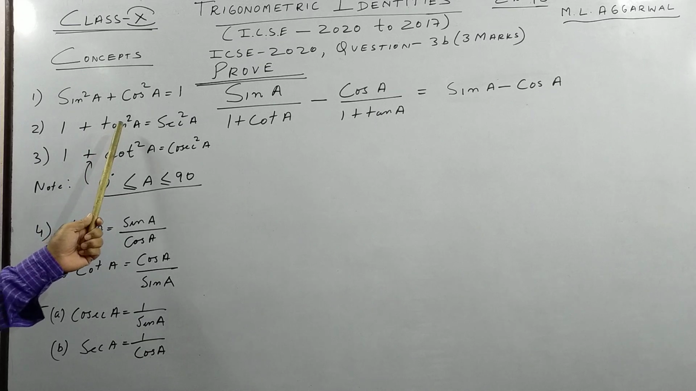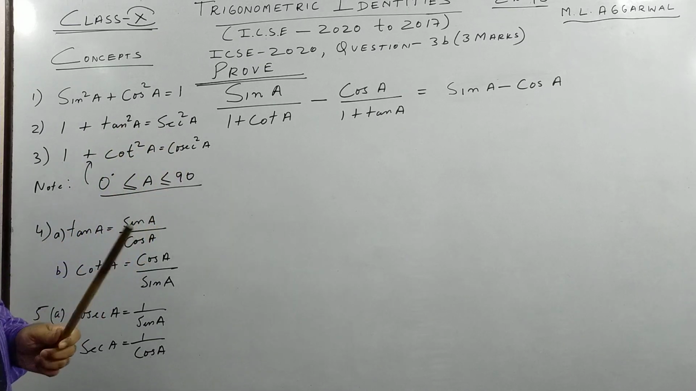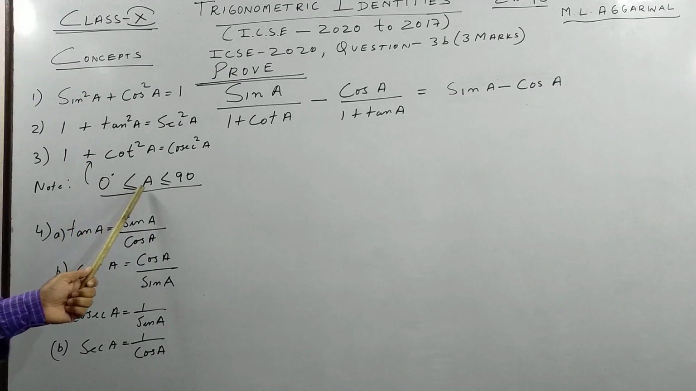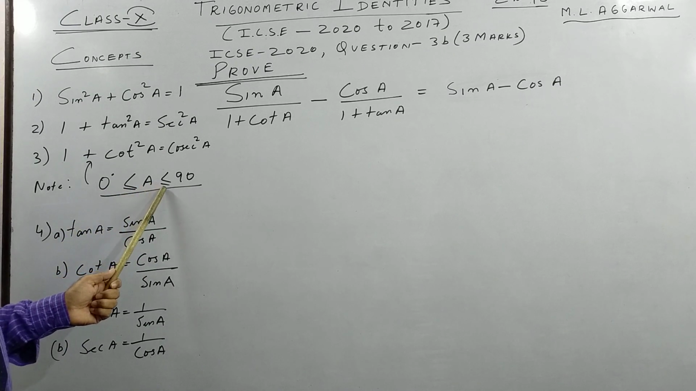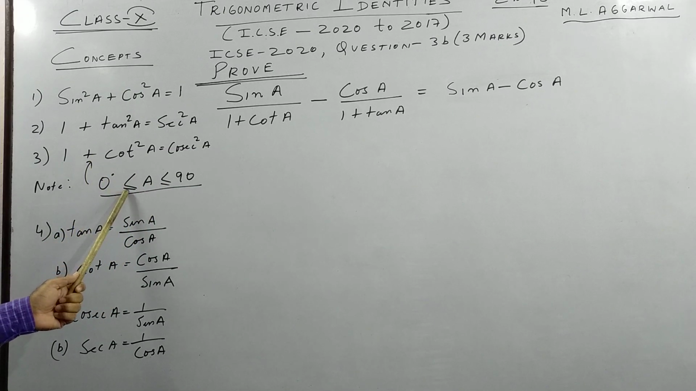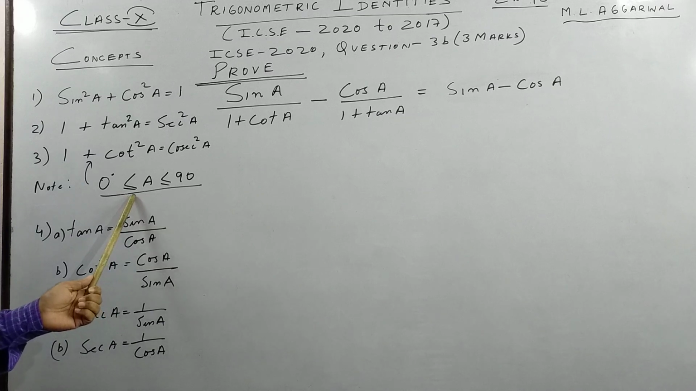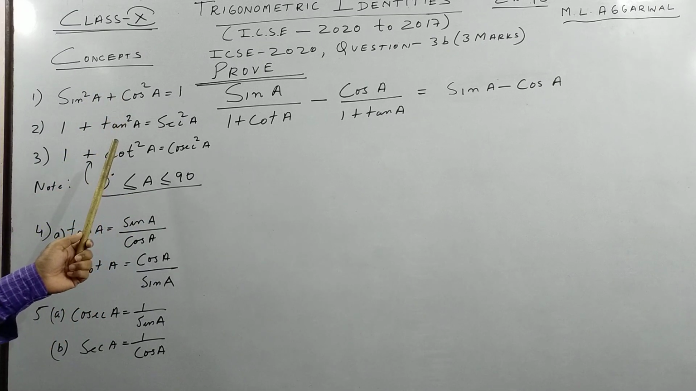1 plus tan square A is sec square A. 1 plus cot square A is cosec square A. But remember, angle A should be greater than or equal to 0 and less than or equal to 90. And in the case of the third relationship, A should be greater than 0, not greater than or equal to 0. So these are called square relations, children.